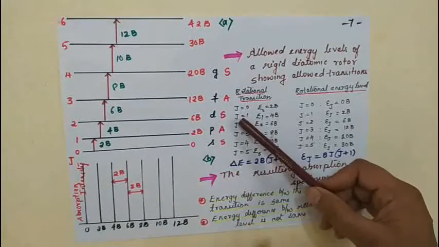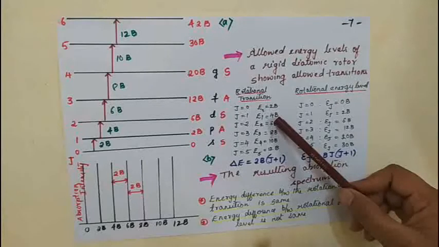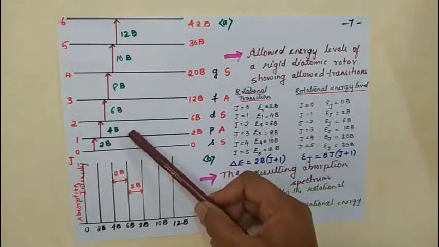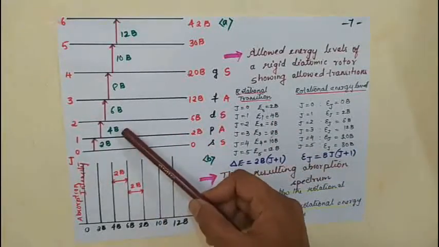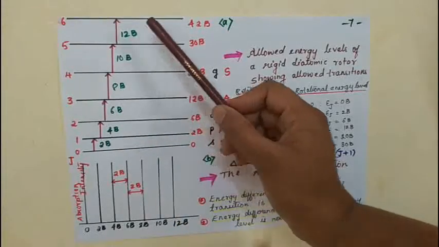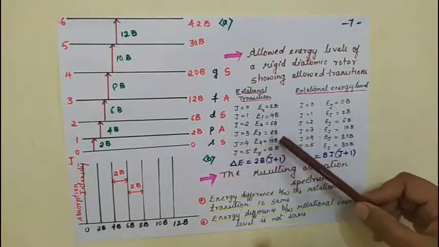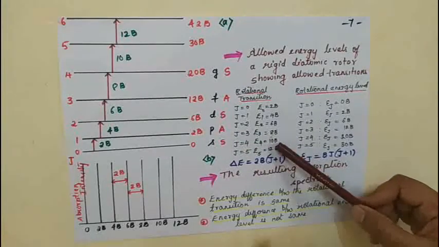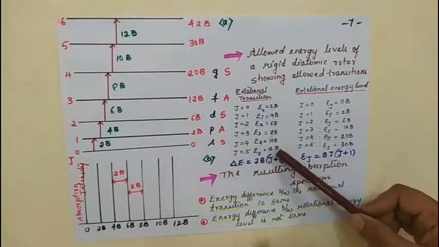When J is equal to 1, then E1 is equal to 4B. The difference between the second and the first level is 4B. Third and second level is 6B, then 8B, 10B and 12B. So when J is equal to 3, it is 8B. J is equal to 4, it is 10B. And J is equal to 5, it is 12B.